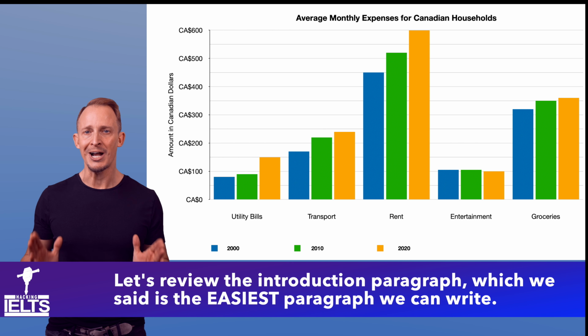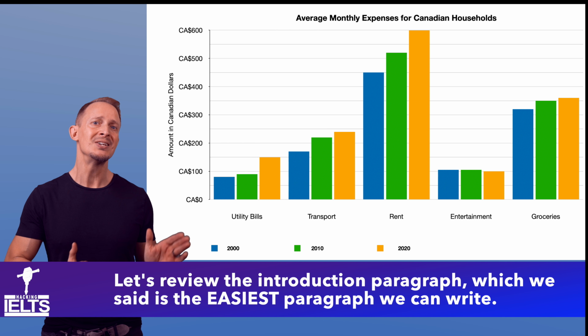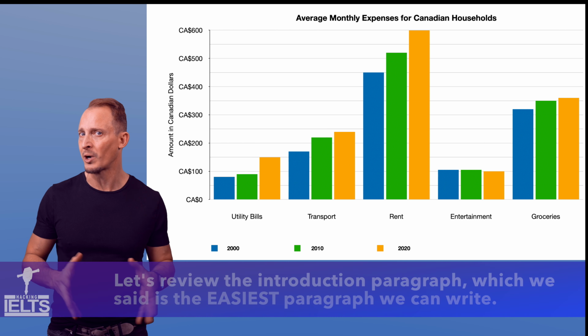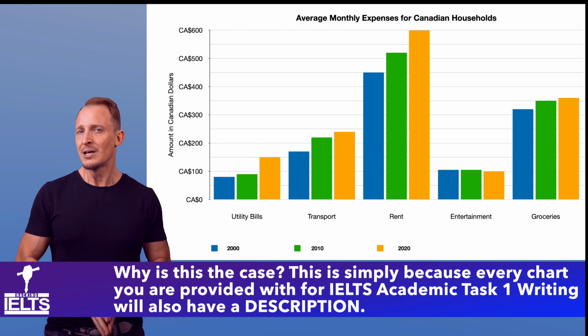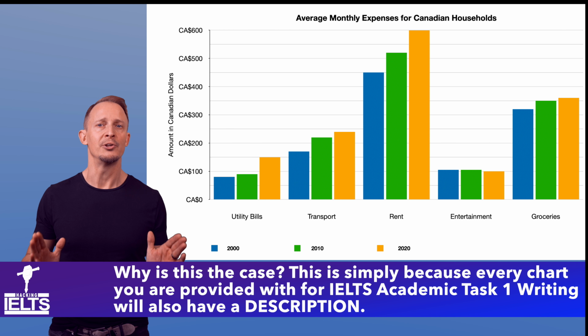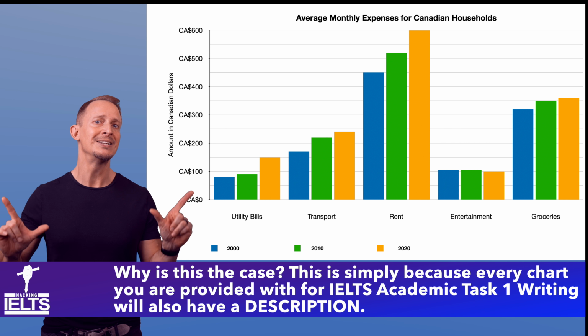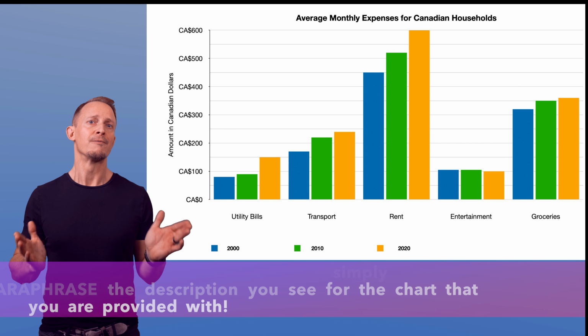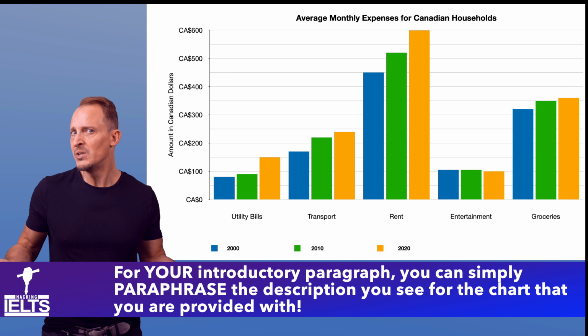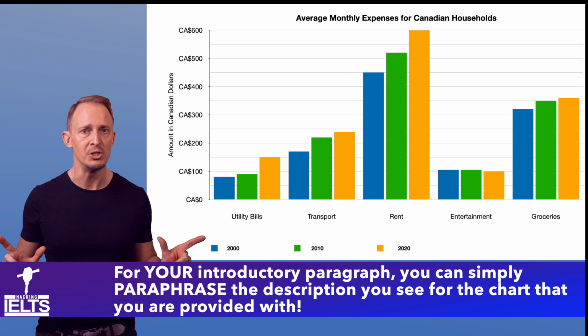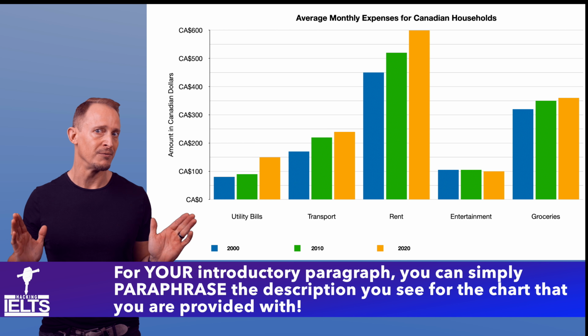Let's review the introduction paragraph, which we said is the easiest paragraph we can write. Why is this the case? This is simply because every chart you're provided with for IELTS Academic Task 1 writing will also have a description. So, for your introductory paragraph, you can simply paraphrase the description you see for the chart that you're provided with.